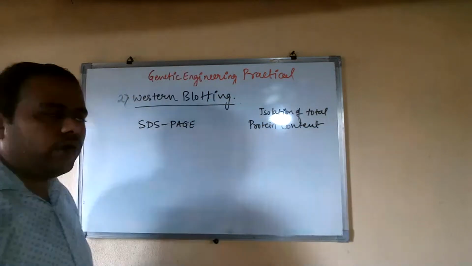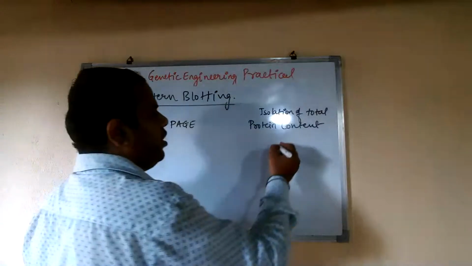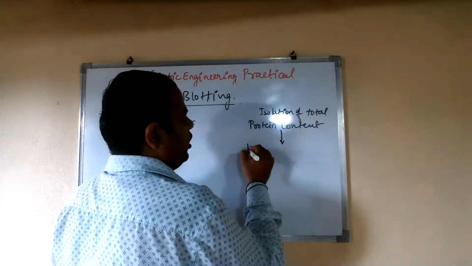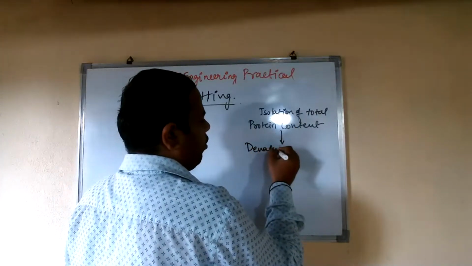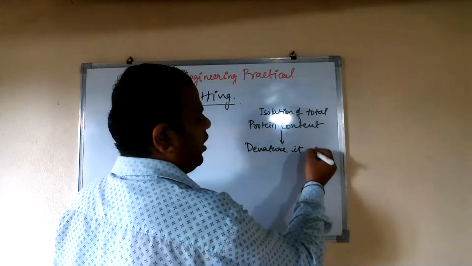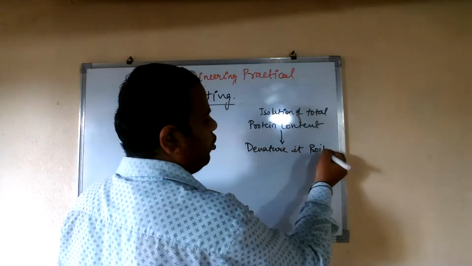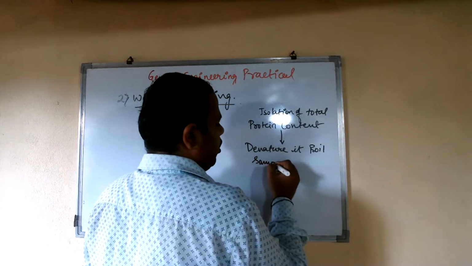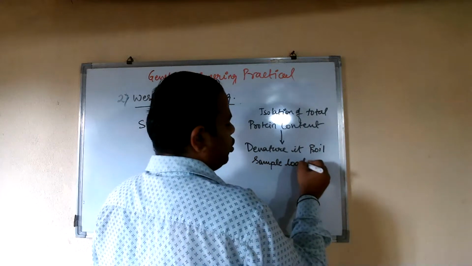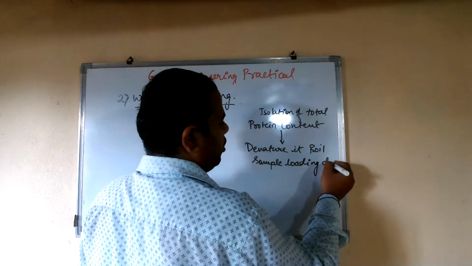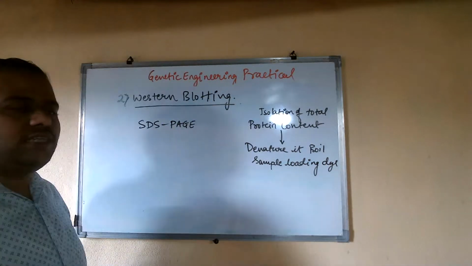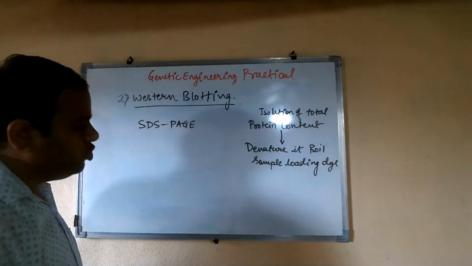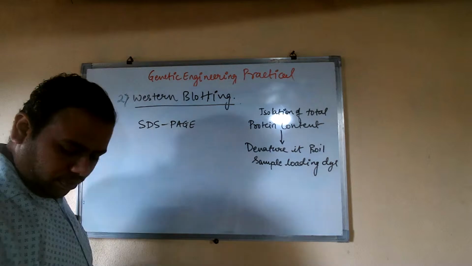Total protein content you are going to isolate of a particular organism, and then you have to denature it, okay, by boiling. Okay, so when you boil and add the sample loading dye, the protein is denatured, as in SDS page the sample should be in primary structure. Okay, so now what is done here?